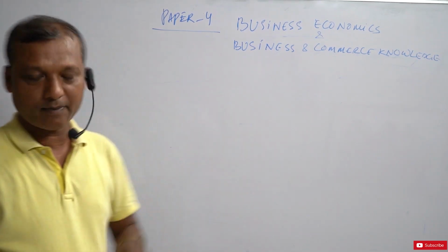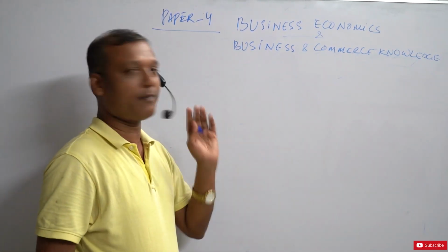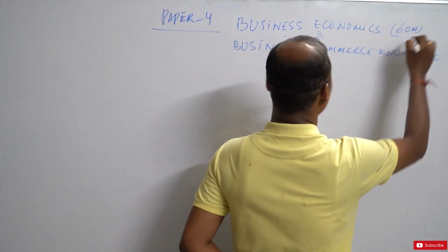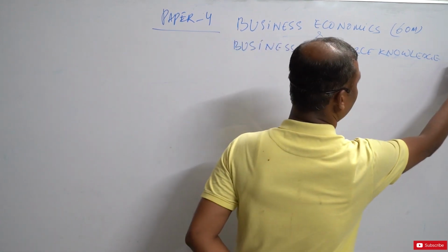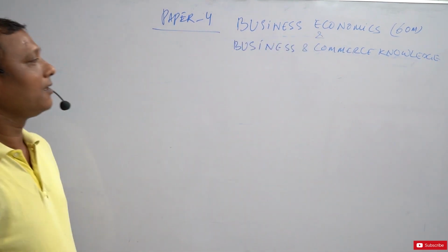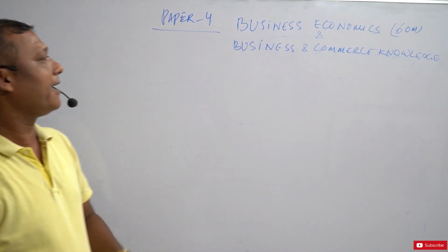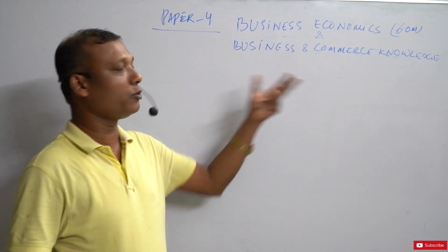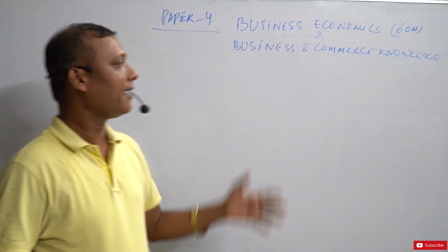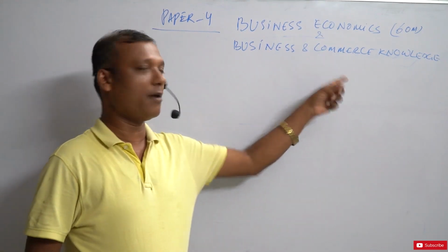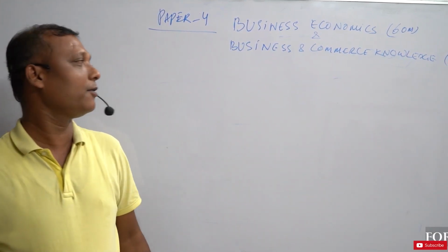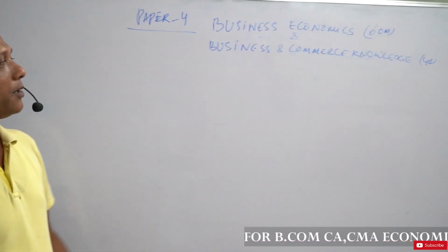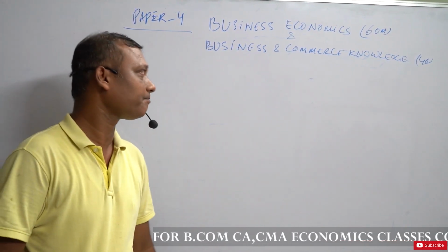Paper 4 carries 100 marks. Out of 100 marks, Business Economics carries 60 marks, and Business and Commerce Knowledge carries 40 marks. So the entire paper is divided mainly under two heads: Business Economics, and Business and Commerce Knowledge. My colleague will guide you about the other paper, Business and Commerce Knowledge. Now I will take you through Business Economics.